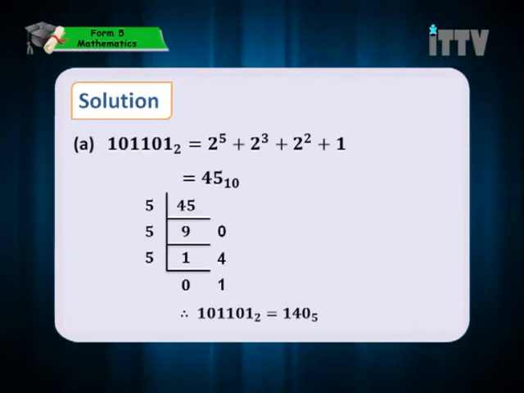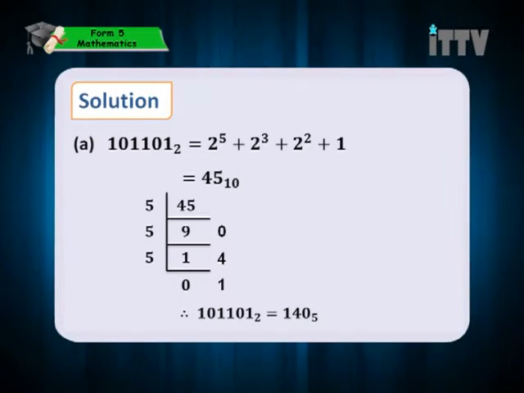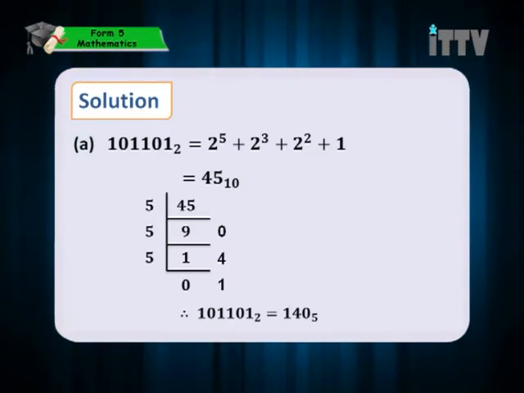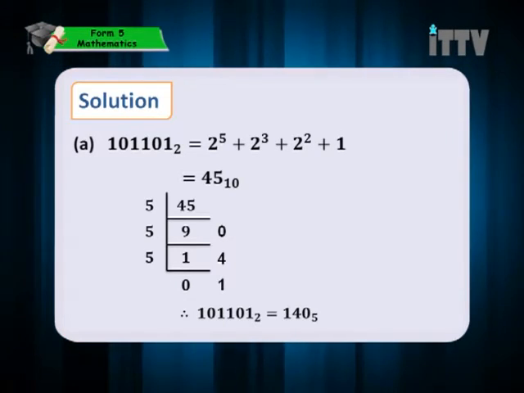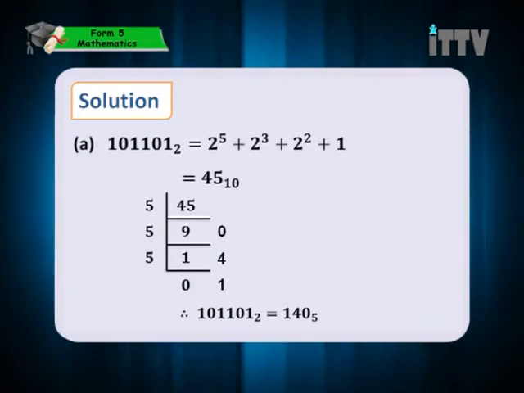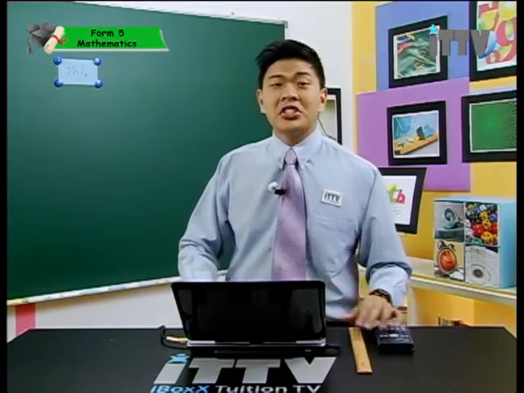So once you have gotten that number, apply the repeated division method and divide repeatedly with 5. We have learned that as well. Remember, the remainders at the side will be read from bottom to the top. So what we will get is 101101 in base 2 is equal to 140 in base 5. So remember, you have to use this two-step method, or rather 3 steps, but 2 main steps are there: expanded notation and repeated division. Why don't you guys try the second one?